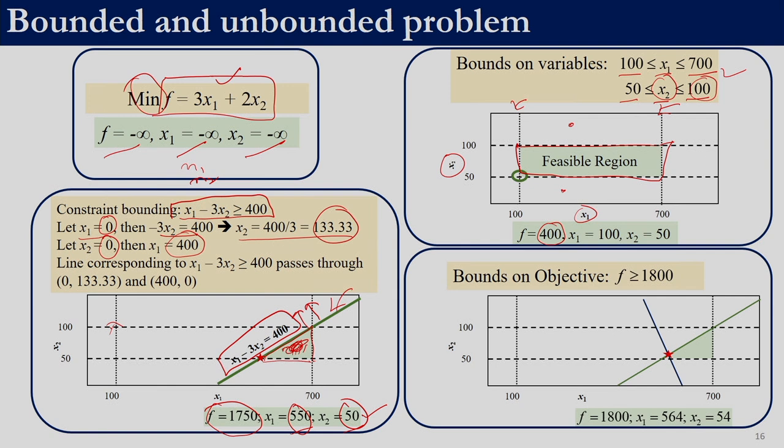At times, we can even have bounds on the objective function, though it is very rare, but it is possible, right? So in that case, this is the line, 3x1 plus 2x2. Just like we plotted x1 minus 3x2 equal to 400, we can also plot a line 3x1 plus 2x2 equal to 1800, right? So if we plot this line, it will turn out to be this line.